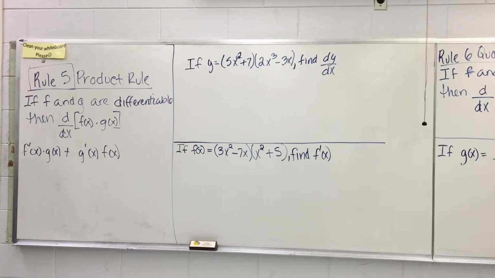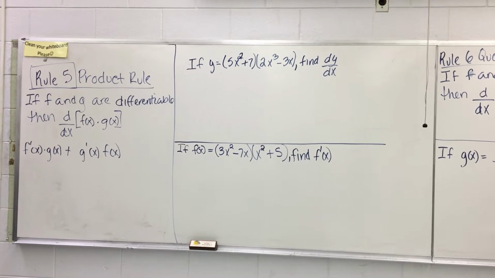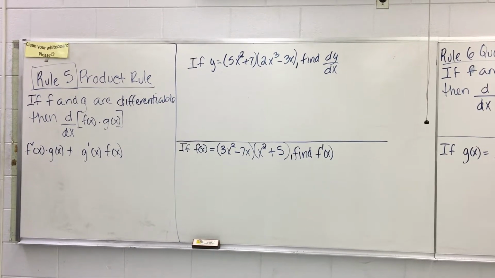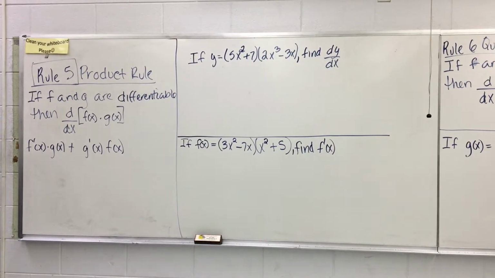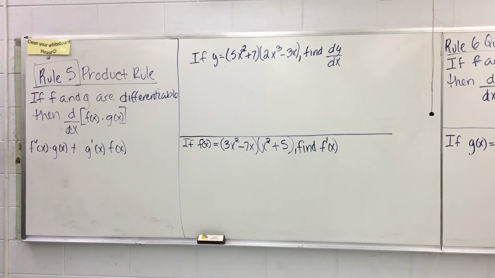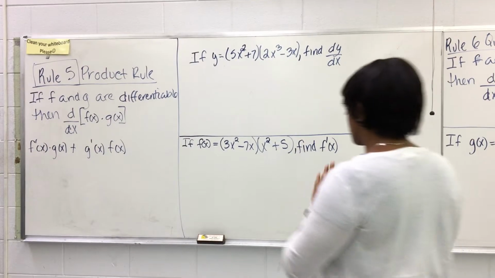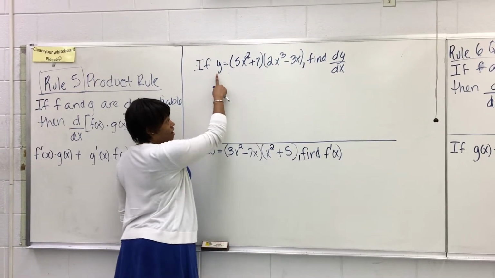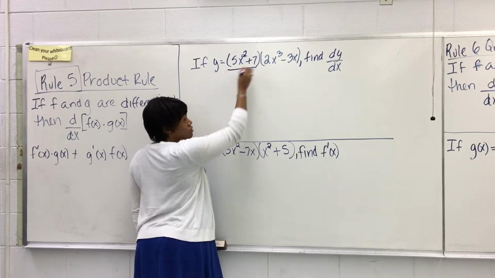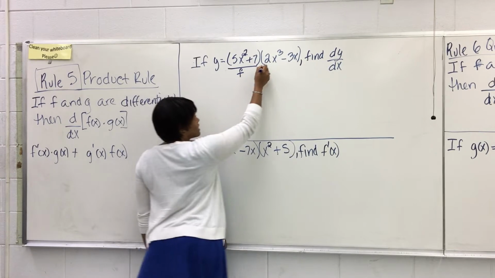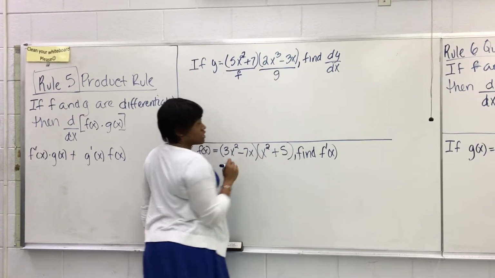Today we're going to do the product rule and the quotient rule. So if f and g are differentiable, we say that the derivative would be the derivative of f times g plus the derivative of g times f. Now, when I'm thinking about taking the product rule, I'm not literally saying my whole function f. I'm saying my first part, or the first binomial, is going to be your f, and the second part will be your g, right?